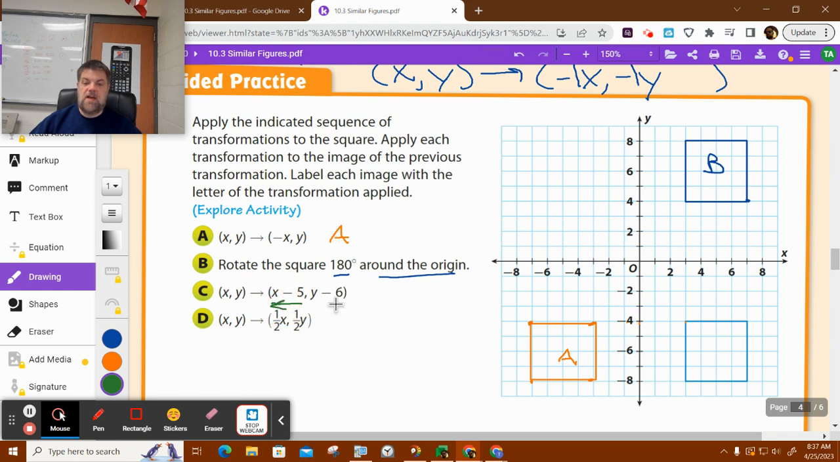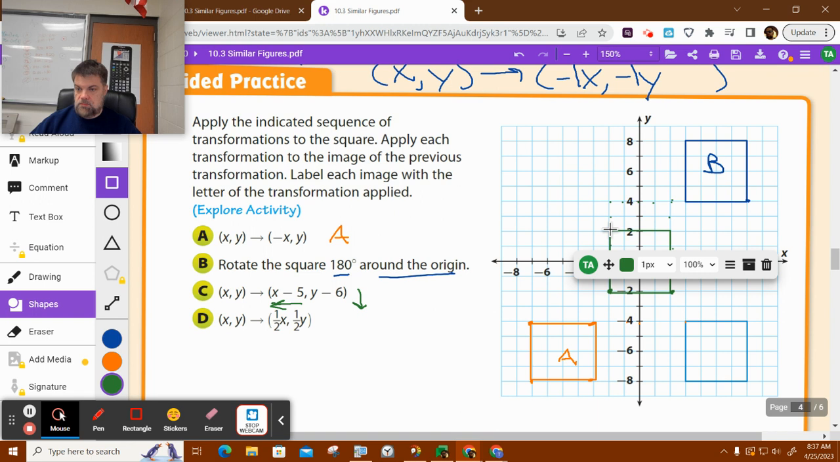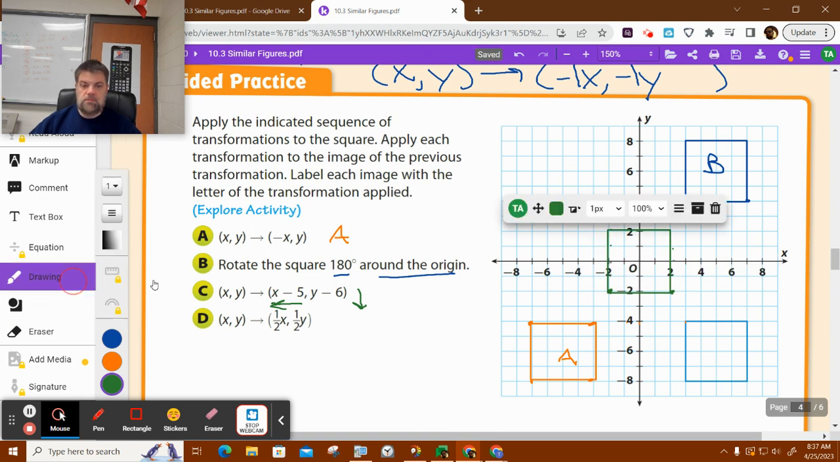It's a translation, and I'm going to go 5 units to the left and 6 units down. So from here, I'm going to go 1, 2, 3, 4, 5, and then I'm going to go down 1, 2, 3, 4, 5, 6. Did I count that right? Yeah. And so then from here, I'm going to go 1, 2, 3, 4, 5. Then I'm going to go down 1, 2, 3, 4, 5, 6. Then I'm going to draw a square through all those shapes. Okay. So that's C. So far, so good.